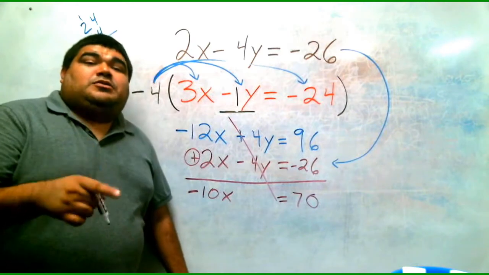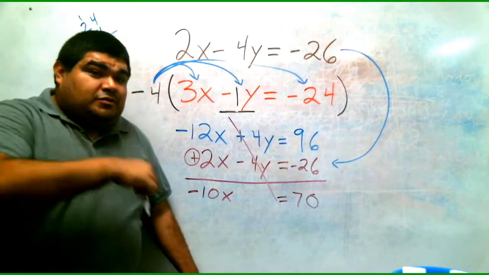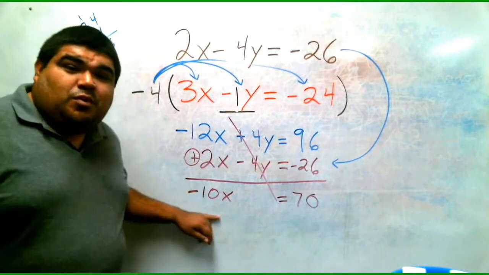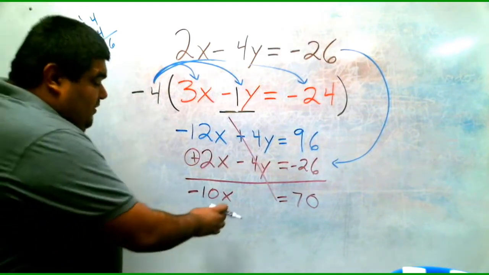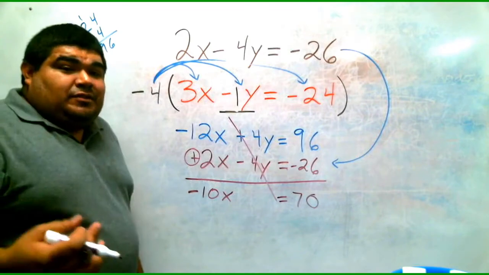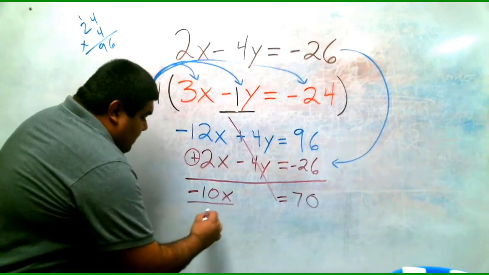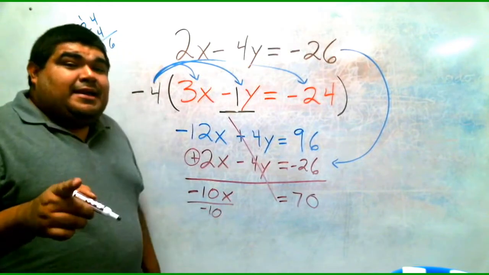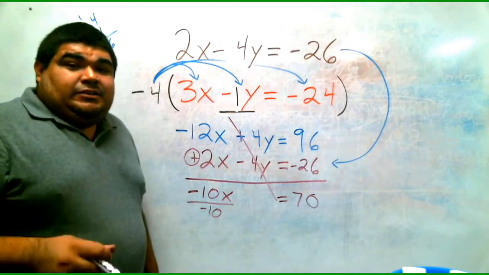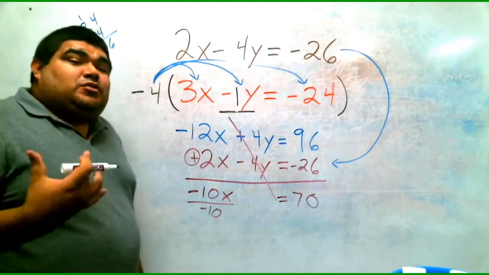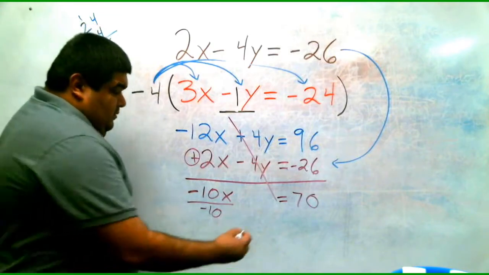But remember, we're solving for x and y. We're almost solving for x because all we have to do is one more step. Remember, the opposite of multiplication, because we're trying to leave x alone, is division. So we divide by negative 10. Keep in mind, don't forget the negative, okay? We're not changing the signs. All we're doing is going from multiplication to division, keep the sign.